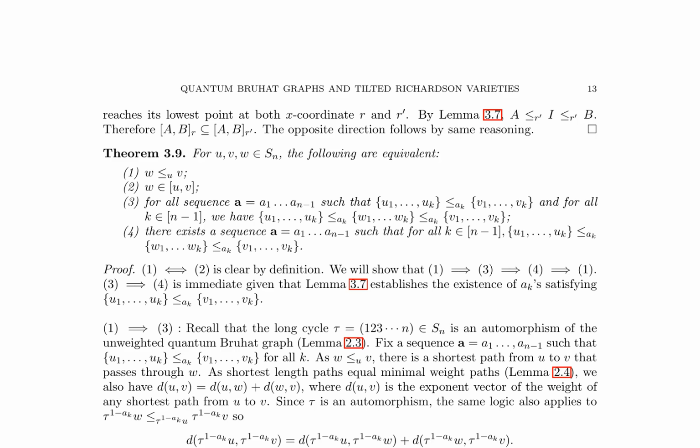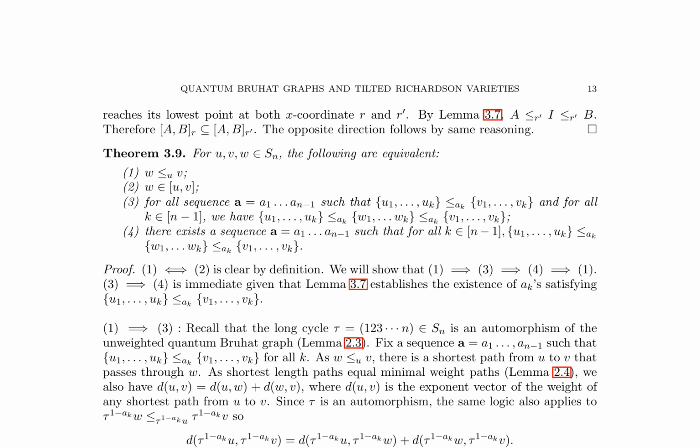Here is a combined summary of pages 13 and 14 of the research paper. The authors establish equivalence between four statements regarding the tilted Bruhat order on the symmetric group Sn. Specifically, for u, v, w elements of Sn, the following are equivalent.